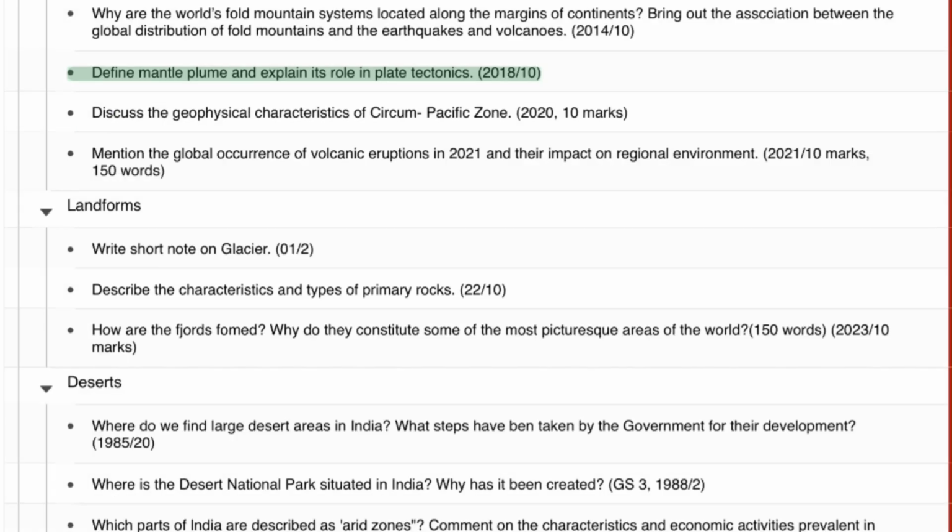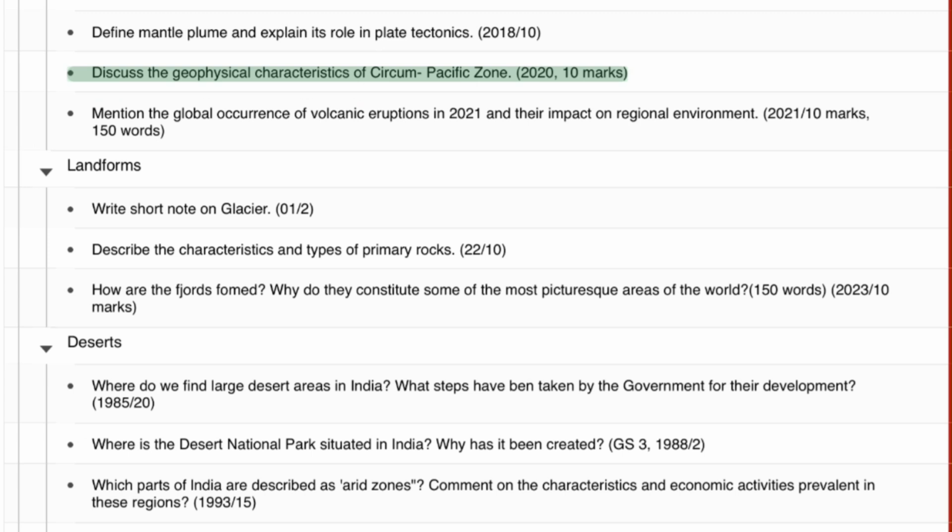2014, 10 marks. Define mantle plume and explain its role in plate tectonics. 2018, 10 marks. Discuss the geophysical characteristics of Circum-Pacific Zone.